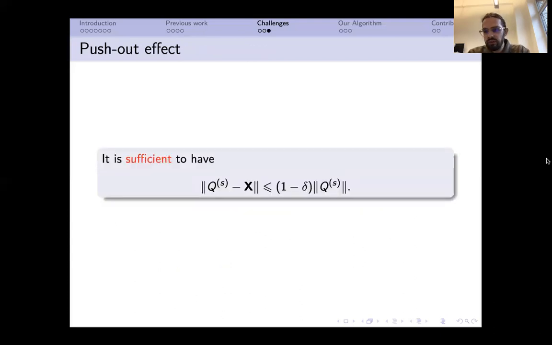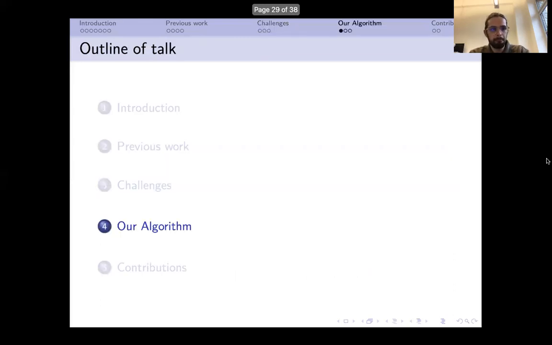The key observation is that the community vector is correlated with the leading eigenvector of QS. So this is sometimes called the push-out effect. If we have this correlation, then we can indeed, to some extent, recover the communities from the spectral norm of QS. Okay, so now we're going to see how to turn this into an algorithm.